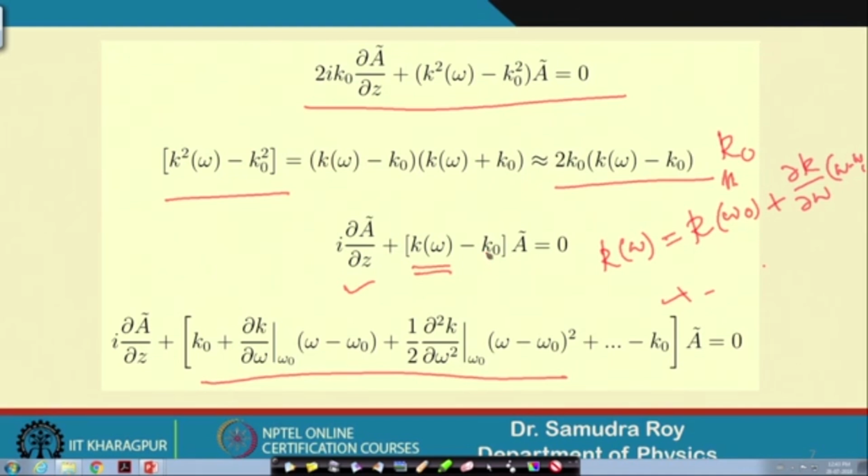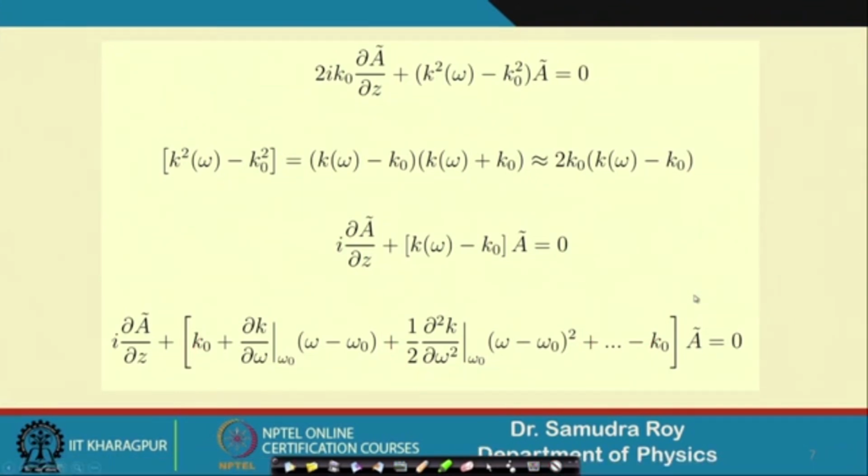Then we have minus k 0. So, this minus k 0 and k 0 term will cancel out, and we only have this term in our hand. Obviously, higher order terms will be there. For the time being, we are not going to consider all these higher order terms. We only consider this first order, this second order term, and first order is already there.